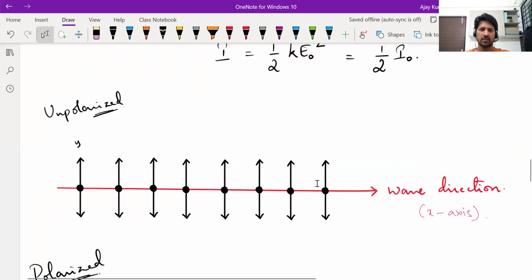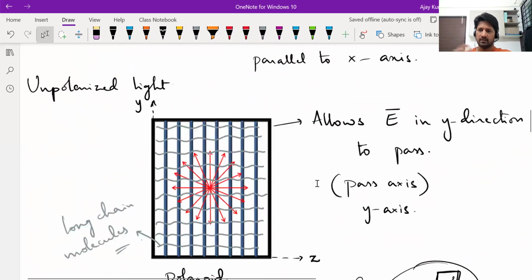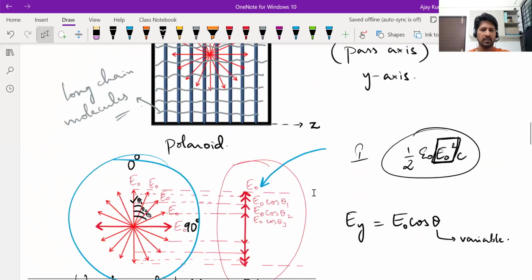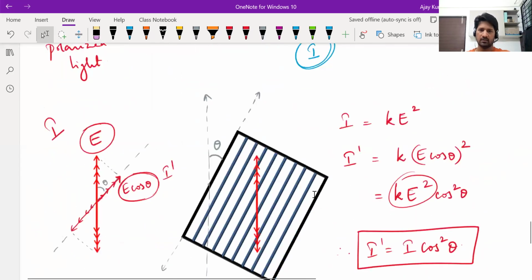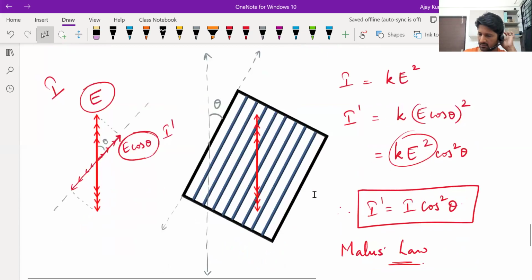See, when unpolarized light is incident, different electric fields were in different directions. So there, when you take component E cos theta, theta is a variable. But if already polarized light is incident on another Polaroid, all electric fields were in the same direction. Then they'll all make the same angle with the pass axis. So this time theta will not be a variable, so you don't have to average it. You take cos square theta as it is.